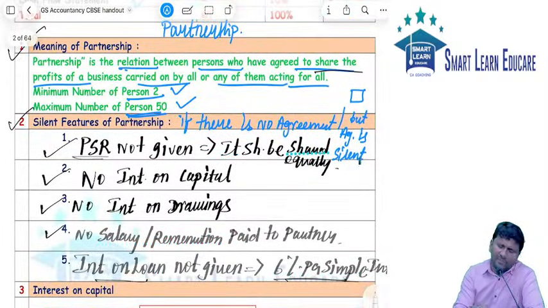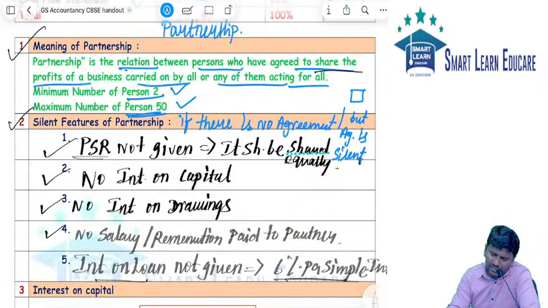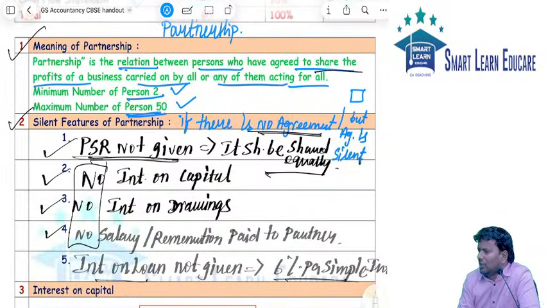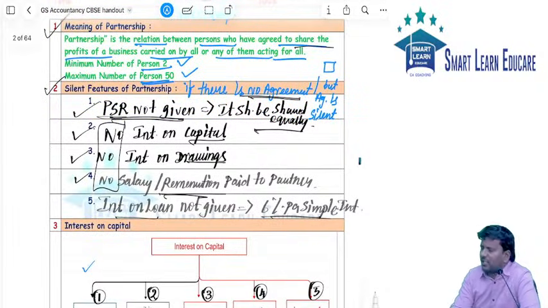Salient features of partnership. What are the salient features of partnership? When do they apply? When there is no agreement, or we have an agreement but the agreement is silent, then only the salient features apply. If the profit sharing ratio is not given, it should be shared equally. No for three things: no interest on capital, no interest on drawings, no salary or remuneration paid to partner. But if interest on loan is not given, it should be paid at 6% per annum simple interest.